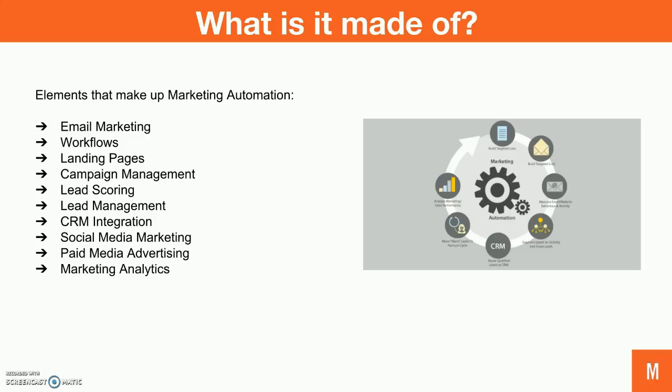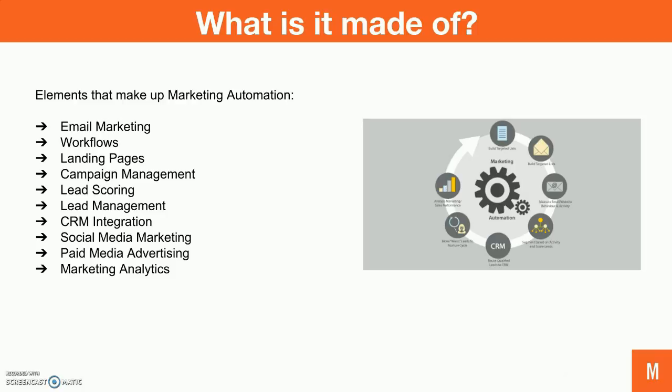So what are the elements that make up marketing automation? Naturally, email marketing would be in there. Other elements include workflows, landing pages. There's an element of campaign management. Lead scoring is another major element that makes up marketing automation. There's an element of lead management. There is CRM and CRM integration if you don't use the software's CRM system.